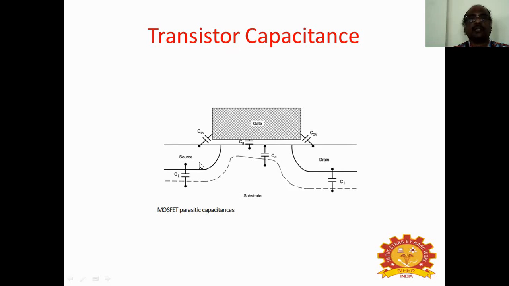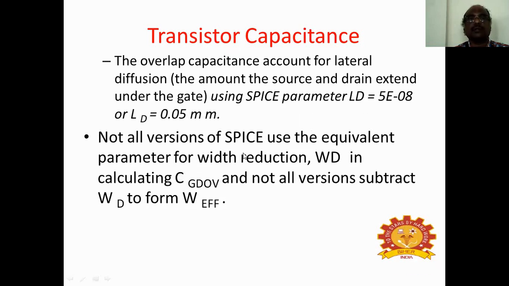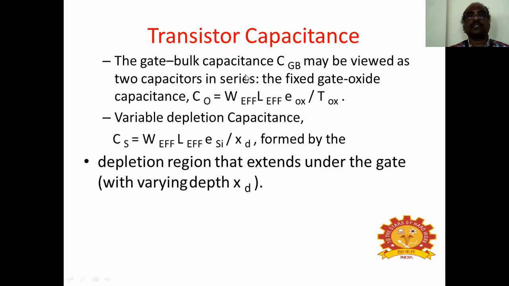Between the source and the substrate there will be a capacitance, and between the drain and the substrate there will be a capacitance. These are called CSB and CDB, and each consists of two parts. The overlap capacitance accounts for the lateral diffusion. So this is about the transistor capacitance.